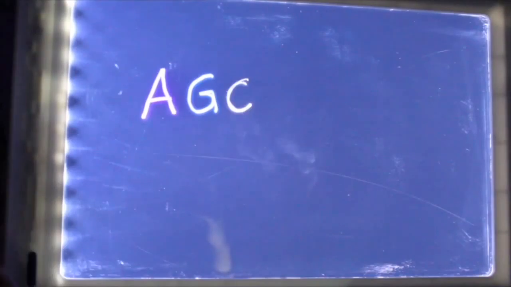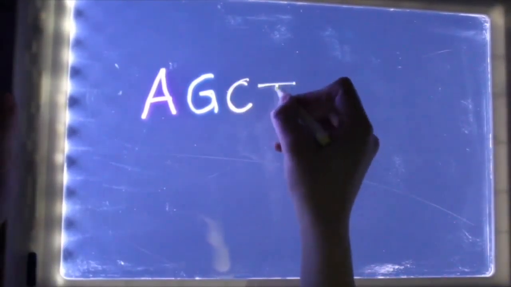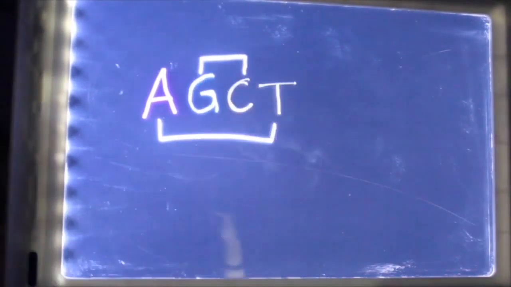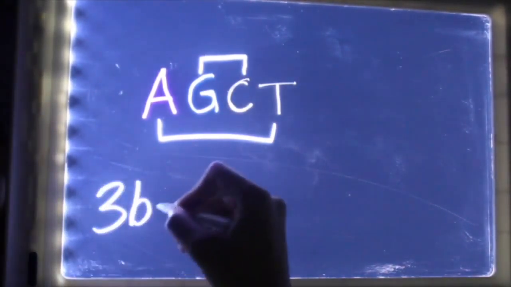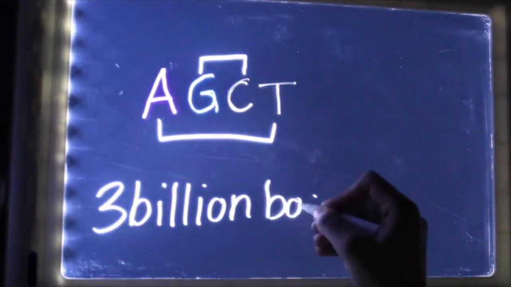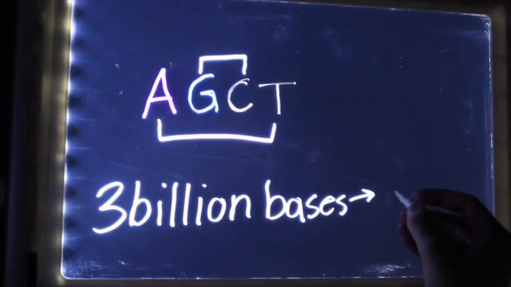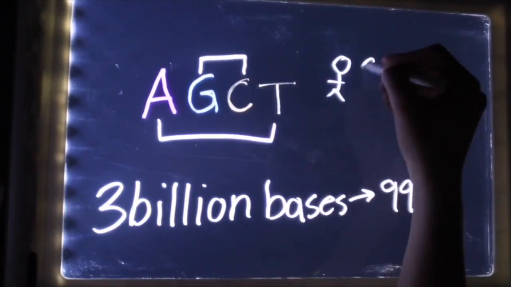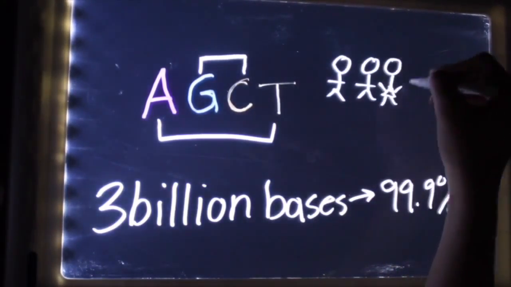The information in DNA is stored as a code made up of 4 chemical bases: iodine, guanine, cytosine, and thymine. Iodine always pairs with thymine, and guanine always pairs with cytosine. Human DNA consists of about 3 billion bases, and more than 99% of those bases are the same in all people. Now, how are personality traits inherited?